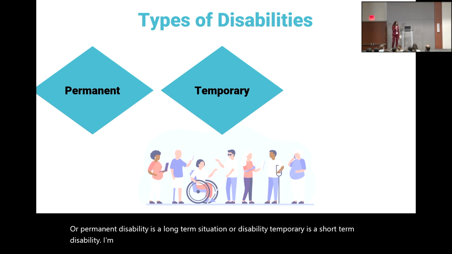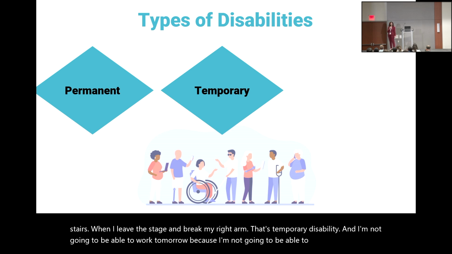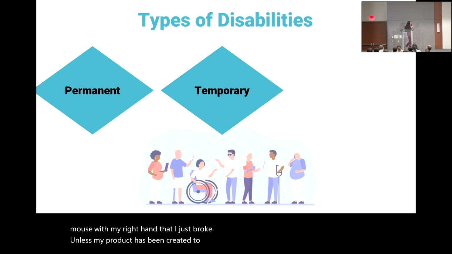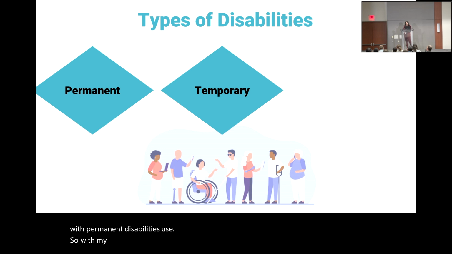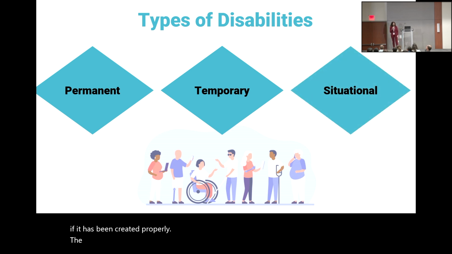Where permanent disability is a long-term situation or disability, temporary is a short-term disability. I'm not the most graceful person on the planet. I could trip and fall walking down those stairs when I leave the stage and break my right arm. That's temporary disability. And I'm not going to be able to work tomorrow because I'm not going to be able to use my mouse with my right hand that I just broke unless my product has been created to work with keyboard navigation, which a lot of people with permanent disabilities use. So with my temporary disability, I'm able to use keyboard navigation to navigate my products if it has been coded properly.